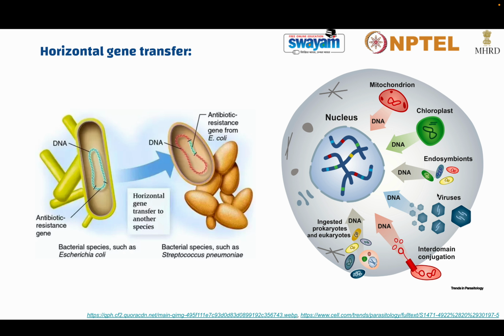Or some viral vectors are bringing some DNA which is getting integrated to our nuclear DNA. That will be an example of horizontal gene transfer. Similarly, some interdomain conjugation is bringing some DNA, or some ingested prokaryotes or eukaryotes are bringing some DNA. So all these are examples of horizontal gene transfers. And the mechanism could be the viral vectors, conjugation, or these mitochondria, chloroplasts, endosymbionts, which are already present in the cell, and then they are leading to the integration of their DNA to the nuclear DNA. So all these things come under horizontal gene transfer. So I hope now this concept of horizontal gene transfer is clear to you.